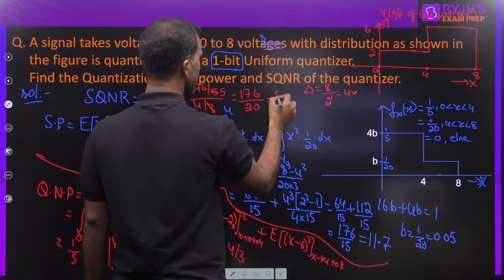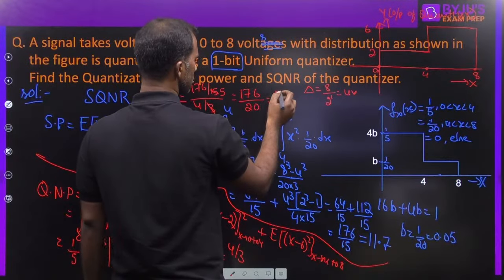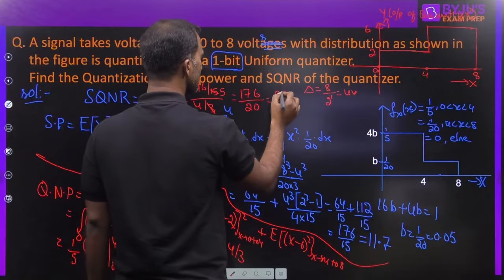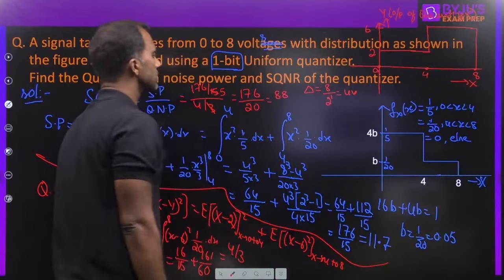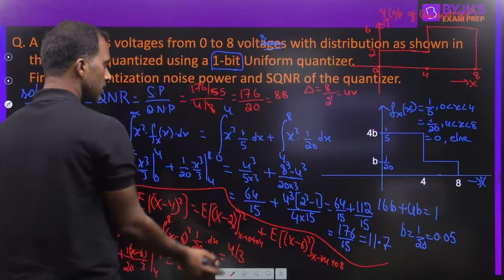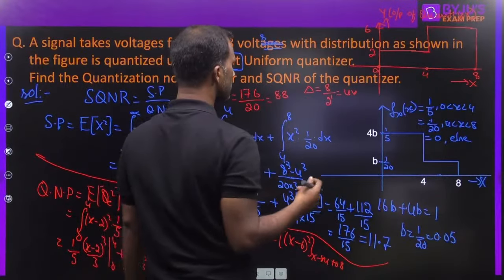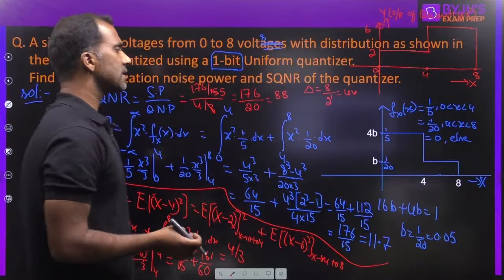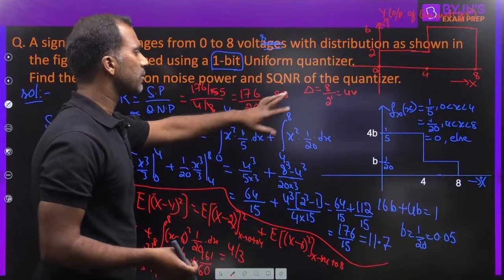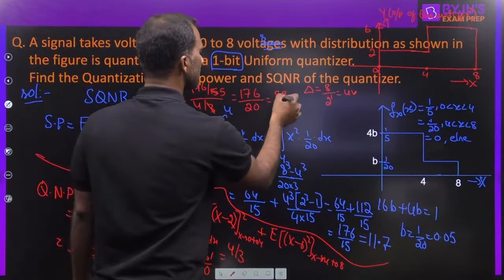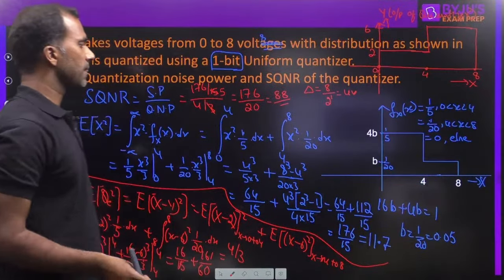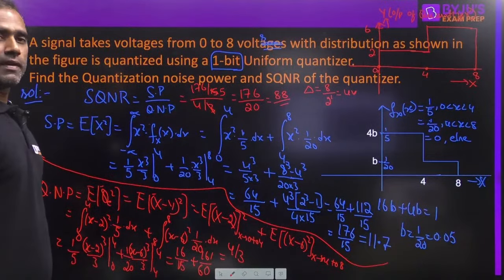84, right? 84 or 88? 88, yes. So this becomes 8.8. Correct? So SQNR is 8.8. So 8.8 into dB scale you can convert. It will be less than 9 dB, somewhere around 9.5 dB. This will be somewhere around a little greater than 9 dB. You can apply 10 log to that. Fine, that is the answer.